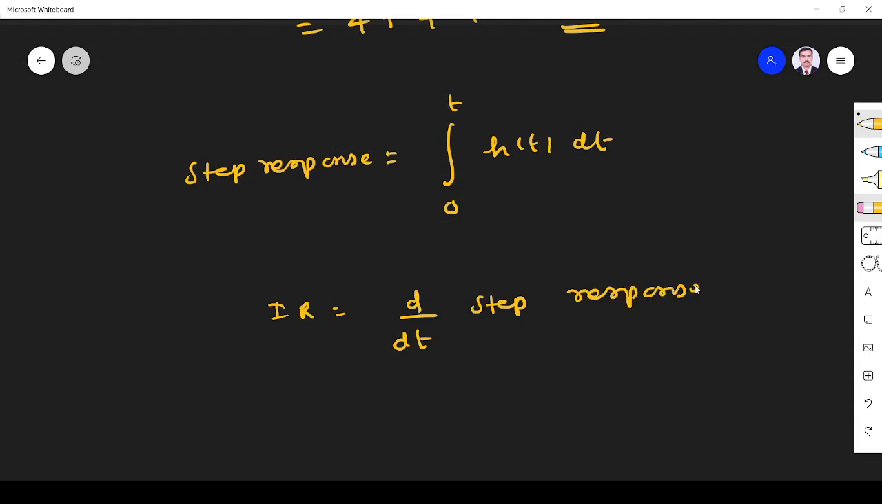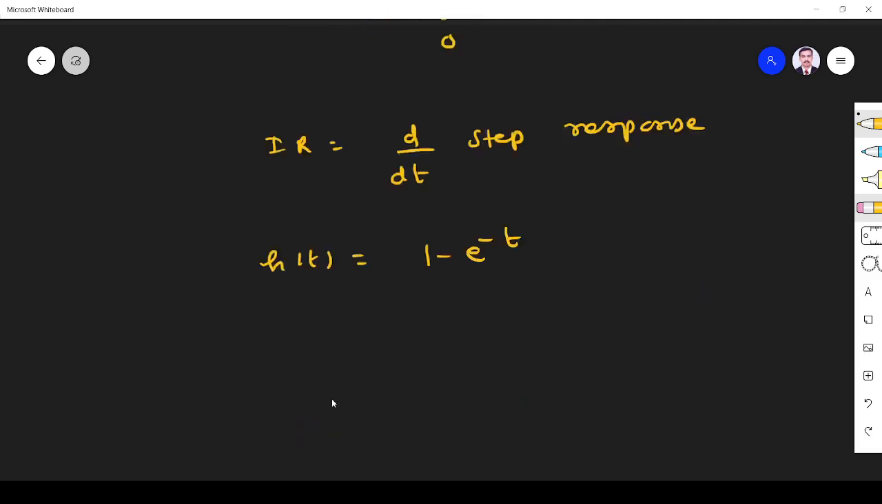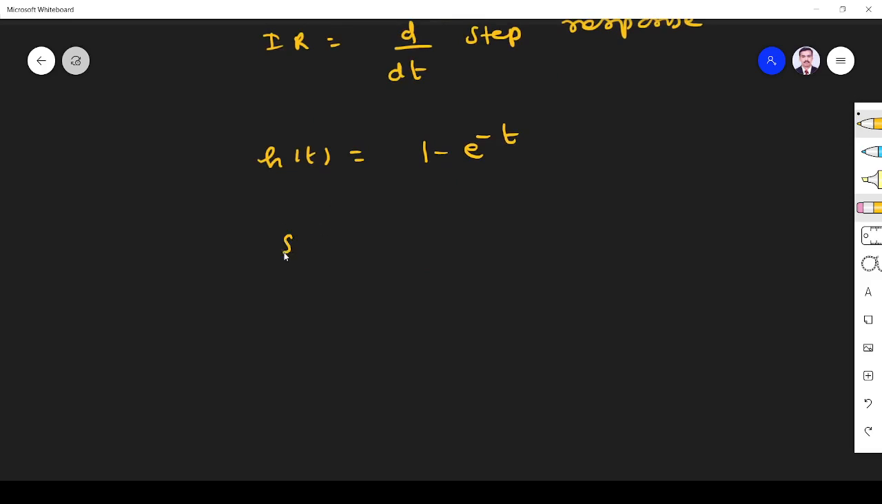So simply, if they give h of t as 1 minus e power minus t and they ask what is the step response, no need to worry. Simply, you can write the step response as s of t, the differentiation of this, which is e power minus t, right? So simply you can find. These are all the things you must know about.